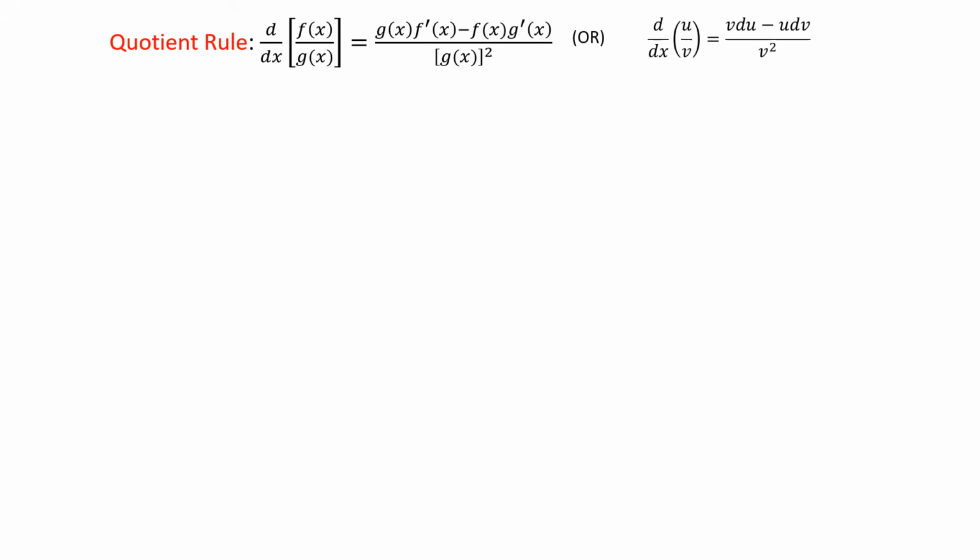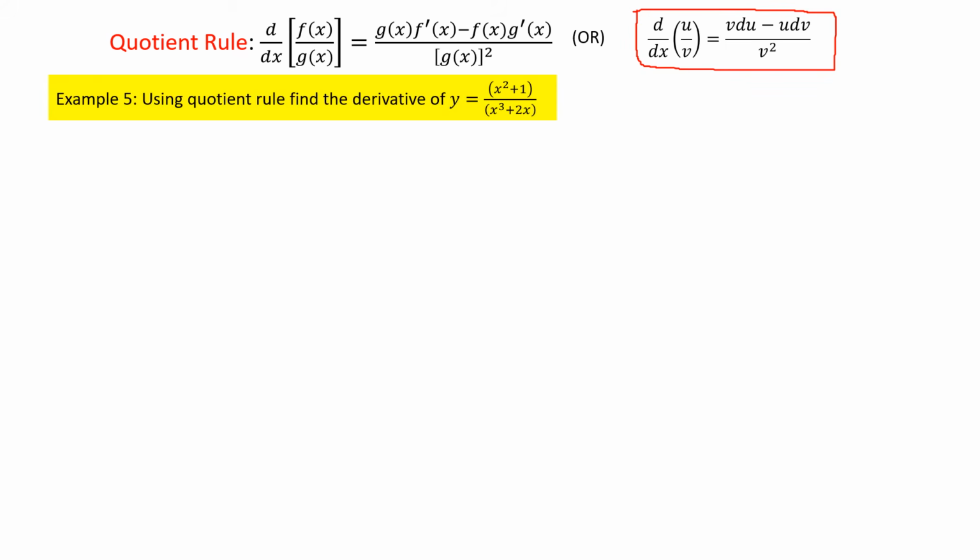Or in simple way, I can say d by dx of u over v will give you v du minus u dv divided by v power 2. Remember, in product rule, first function times differentiation of second function plus second function times differentiation of first function. Here we'll do the reverse, v du minus u dv divided by v power 2.